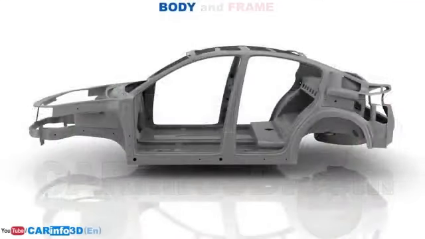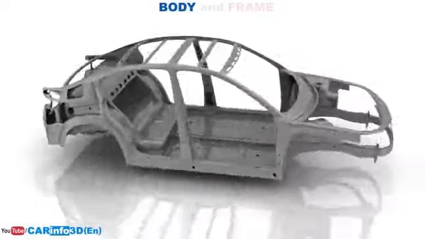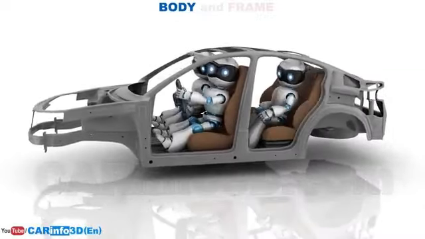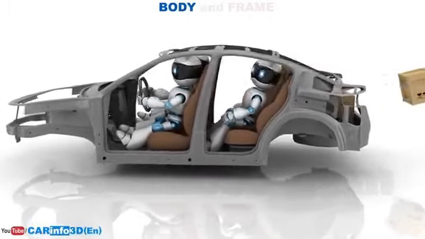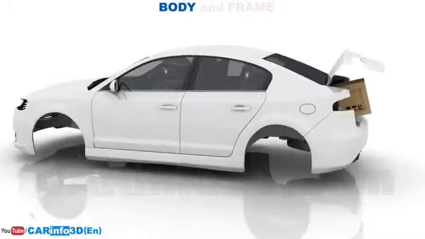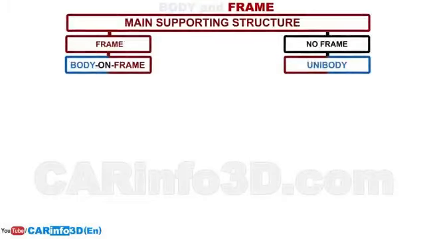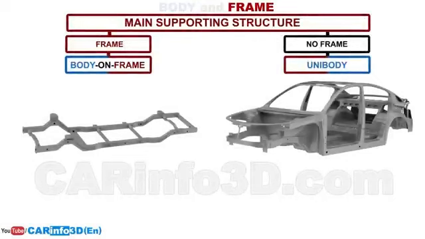This is the body. It provides space for the driver, passengers, and cargo. This is the body together with all auxiliaries and decorative elements. Next comes the frame. It is the main supporting structure to which all other components are attached. It can be a body-on-frame or a unibody construction.